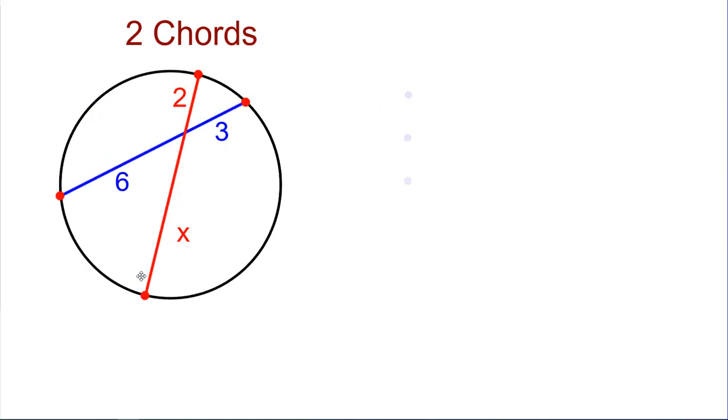So let's do an example. On this one, we have our two chords intersecting. Let's see how it starts out. Okay, so 2 times x is going to be equal to 3 times 6.